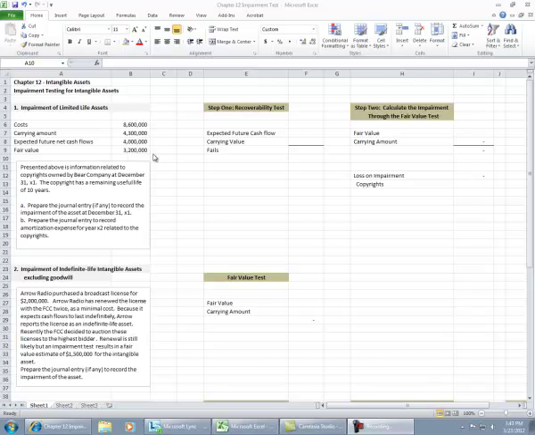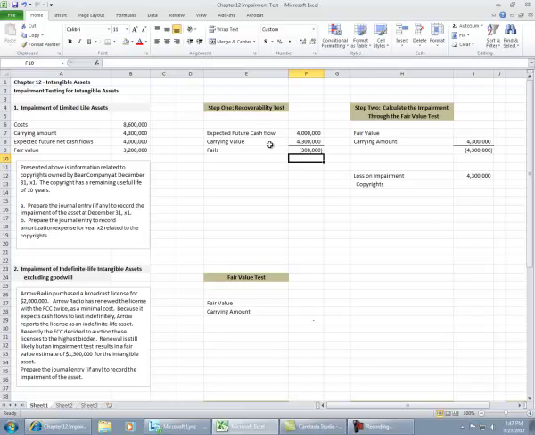There are 2 steps in this process whenever you have a limited life asset, an asset that has a distinct useful life. We're going to look at the expected future cash flows. In this case it's $4 million, and we're going to compare that to the carrying amount, which is $4.3 million. We have a loss of $300,000 based on that calculation, and that indicates that this test failed. This was a screening test.